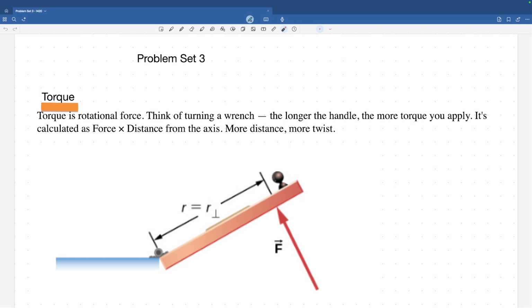Hello students, here are some tips and clues on working out the questions in problem set 3. Before we get there, we have to know a couple of terms.